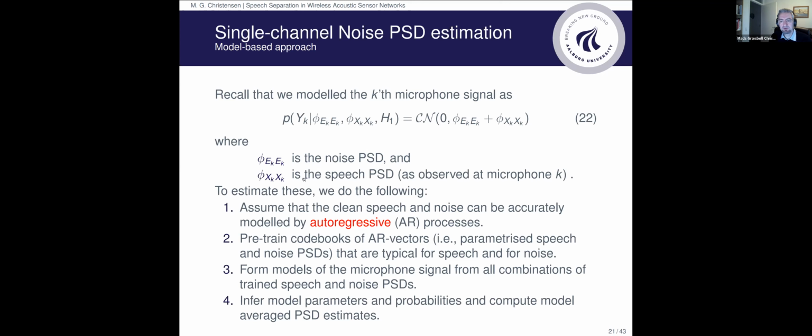So what we do to estimate these two quantities, which are essentially just power spectral densities, is that we assume that the clean speech and noise can be accurately modeled by autoregressive (AR) processes. And then we pre-train codebooks or dictionaries, whatever you want to call it, of these AR parameters, such that we get a model that represents typical speech and noise. And then we form models of the microphone signals from all combinations of trained speech and noise power spectral densities. So we do this for each microphone signal, and then we infer model parameters and probabilities and compute model-averaged power spectral density estimates. And this all takes place for each individual microphone.